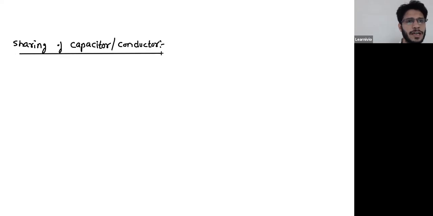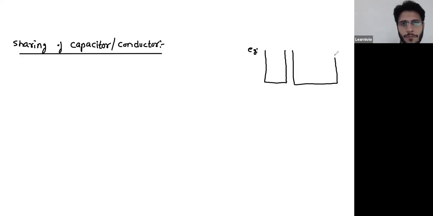So the sharing of capacitor or conductor, you can understand this particular topic through this example. Say instead of capacitor, you have two containers filled with water up to different levels. This is the level of water in first container, and this is the level of water in second container. This is the volume of water in first container, and this is volume of water in second container.